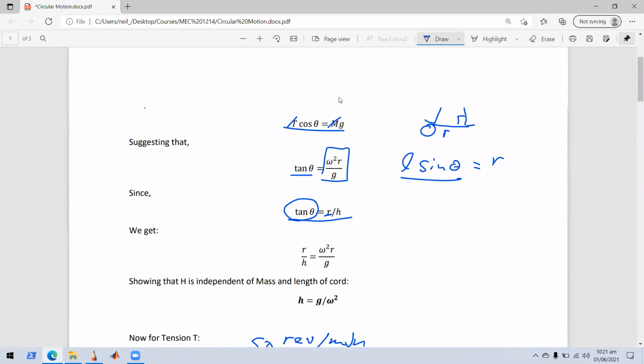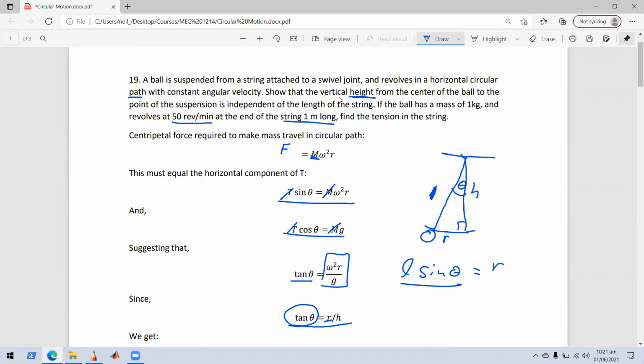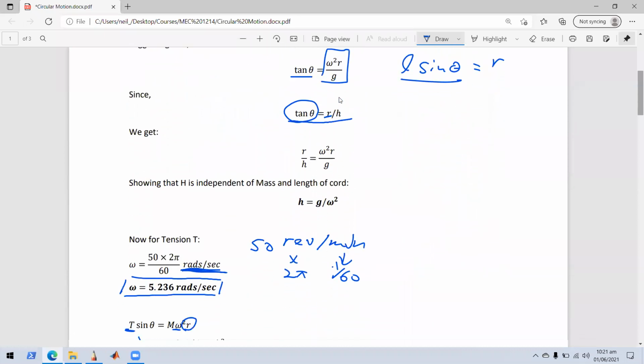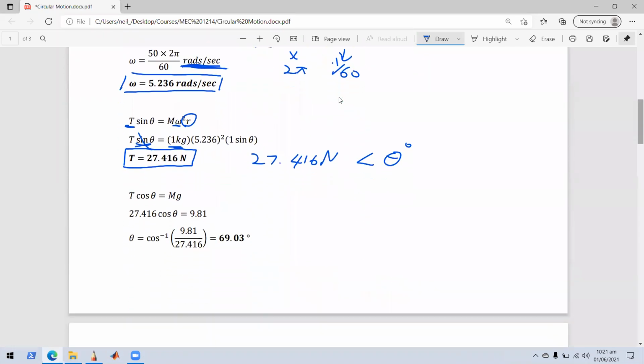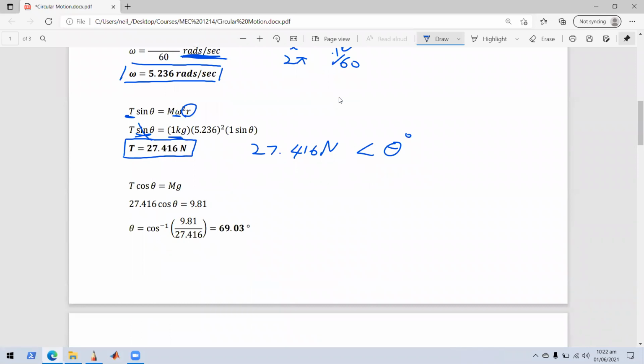Now, for completion's sake, I don't think the question asks for this, but I saw Mrs. O put it in, so maybe I can put it in. We can say that the tension T, if you want to represent it as a vector, is 27.416 newtons applied at some angle theta to the vertical. So we can go ahead and find theta really quick. We know m is 1, gravity is 9.81, so 1 times 9.81 is just 9.81. Tension we just found is 27.416.